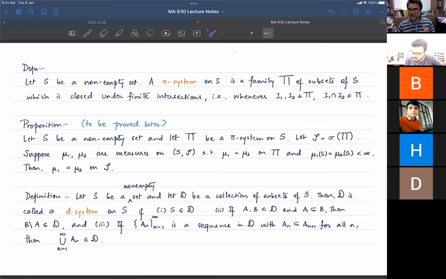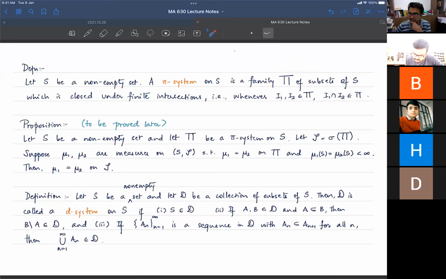So they're both the same type of object, right? You have a set S, you have a family of subsets of S. If the family is to be a sigma algebra, you check conditions A, B, C. If the family of subsets is to be a pi system, you'll check condition D, so to speak. All right, so what we're saying is, suppose S is a non-empty set. A pi system on S is simply a family of subsets of S. We're denoting it by capital Pi, which has the property that whenever I take two sets, I1 and I2 belonging to pi, then I1 intersect I2 belongs to pi.